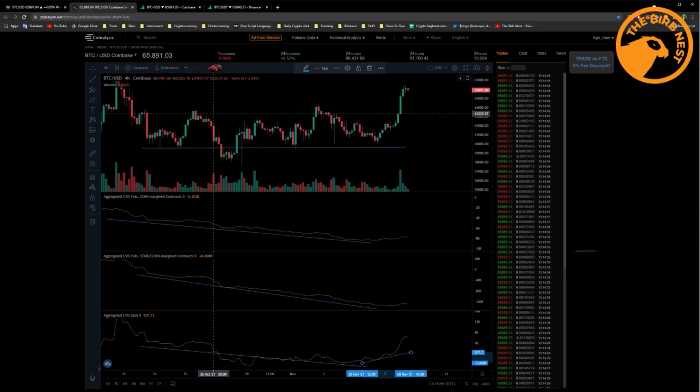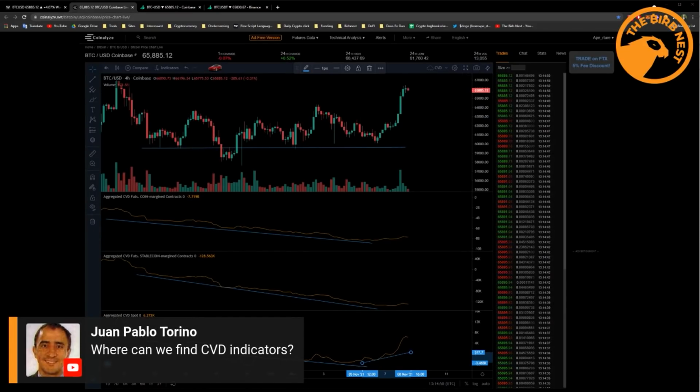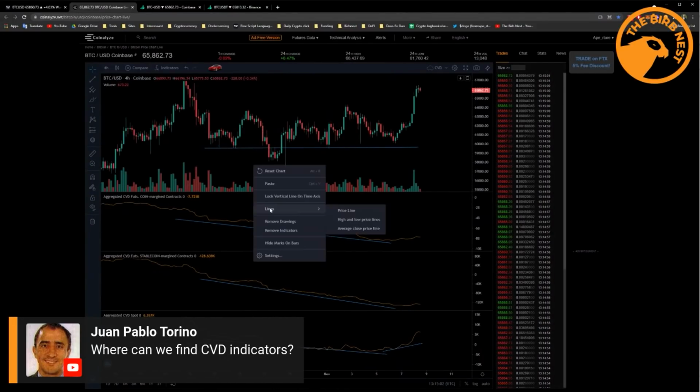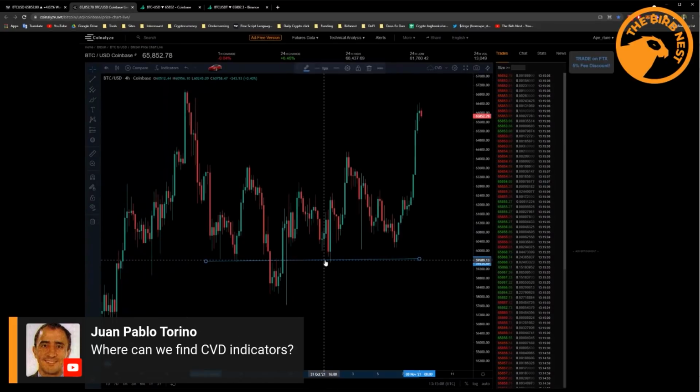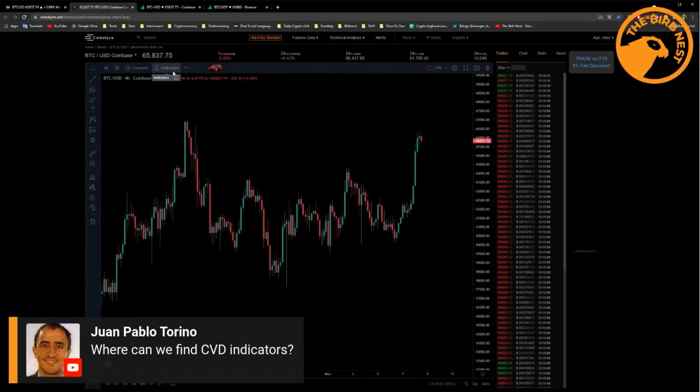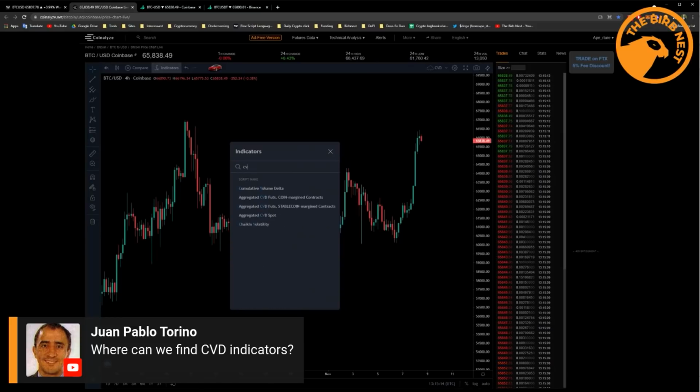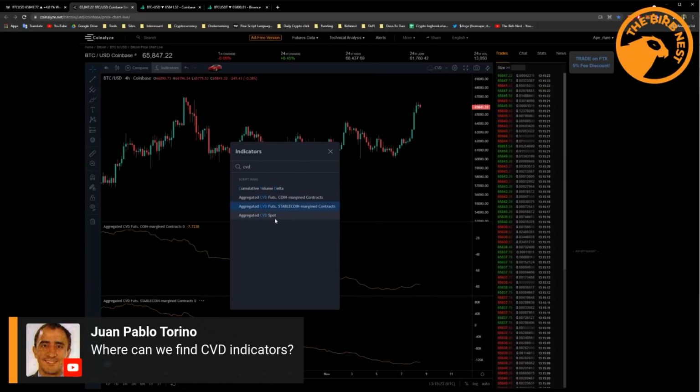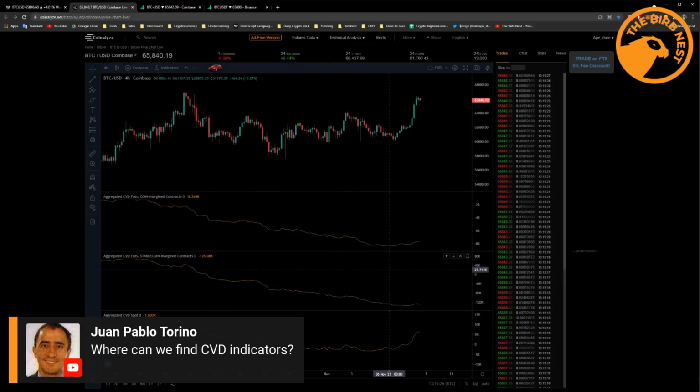But I see a question that asks, where can we find the CVD indicators? Well, you can go to Coinalyze, and I will drop the link in chat. And you can put these indicators on your chart by, and let me remove them so I can show you that, clicking indicators in this chart, and then you type in CVD, so it filters, and then you can get the aggregated CVDs here. So it's the coin margin, stable coin, and the spot, which I use.